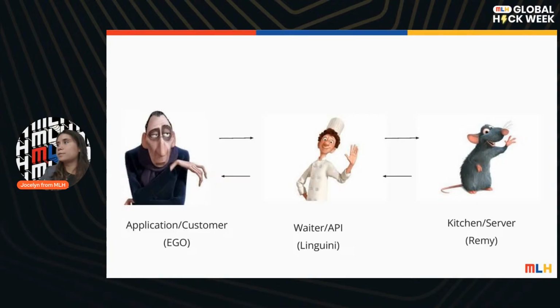So that's why there are many arrows in here, because the API is going back and forth between your server or your database or whatever you are fetching the data from, back to your application.